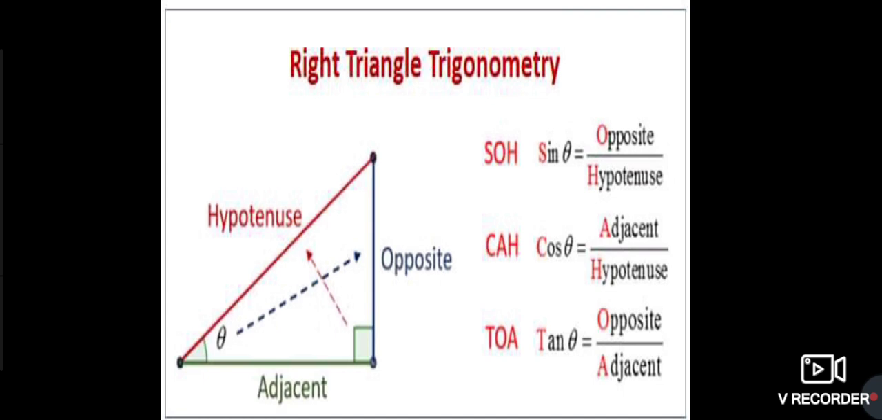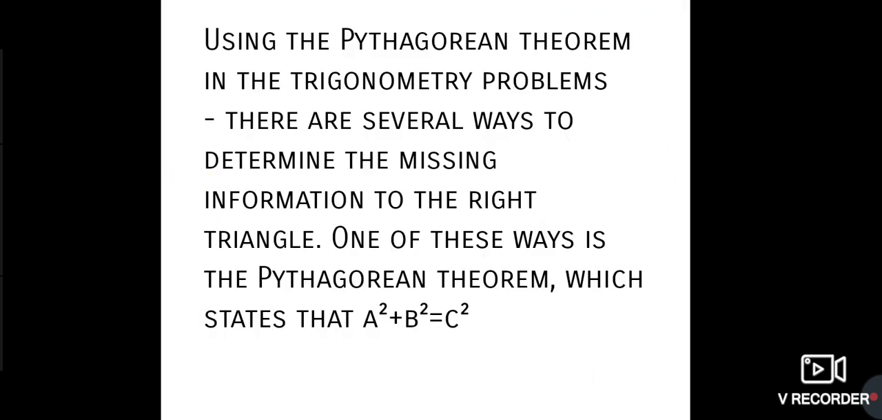So this is the right triangle trigonometry. Sine theta is equal to opposite over hypotenuse. Cos theta is equal to adjacent over hypotenuse. Then tan theta is equal to opposite over adjacent.